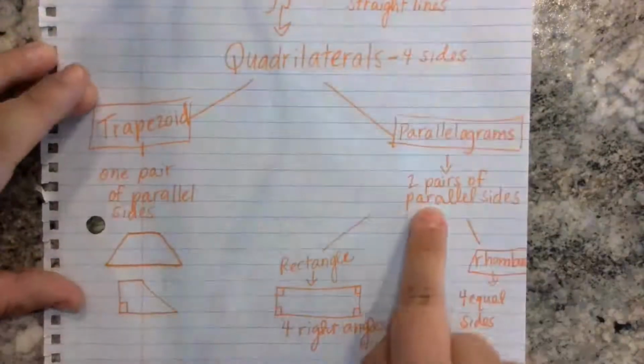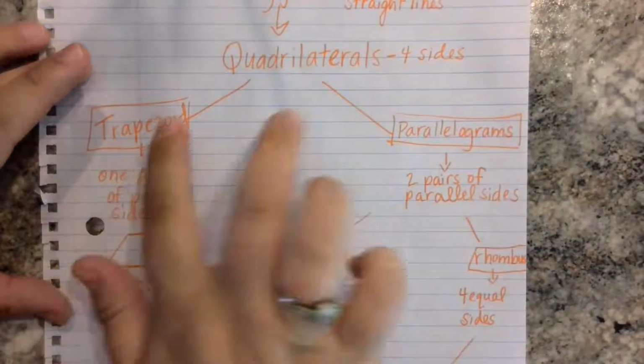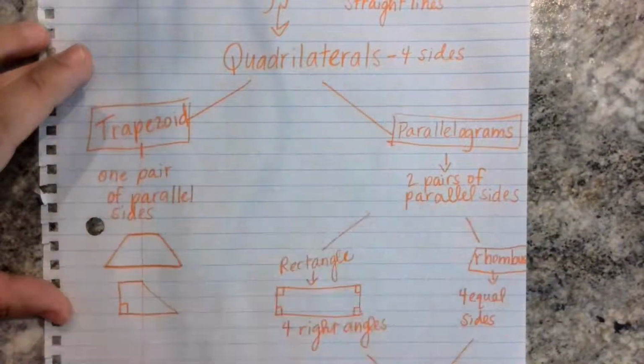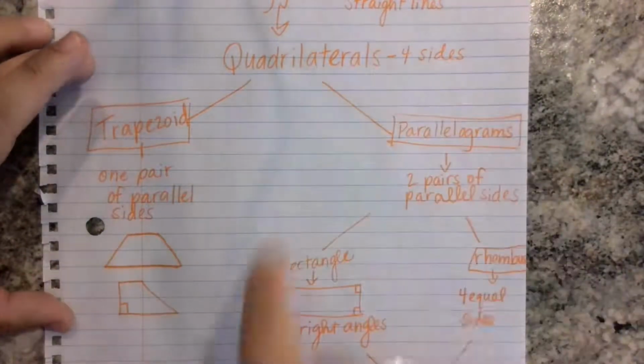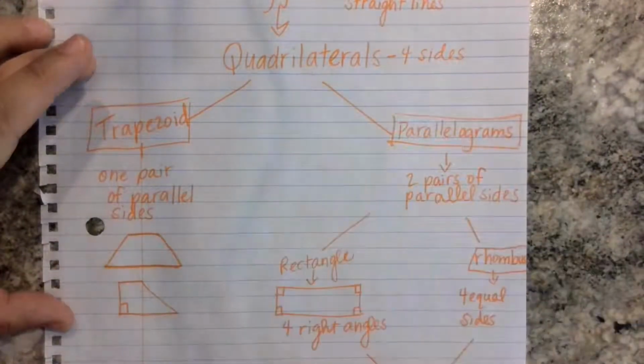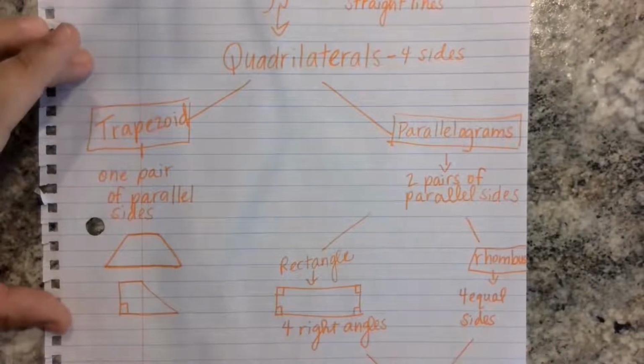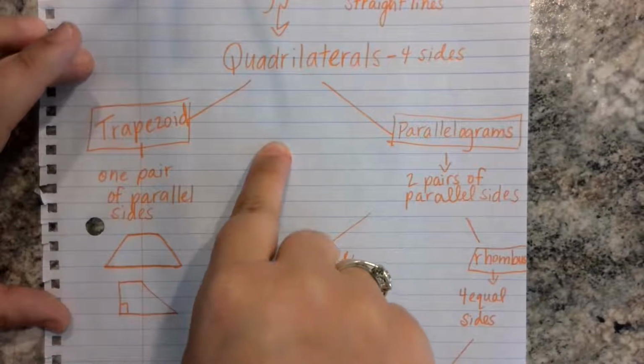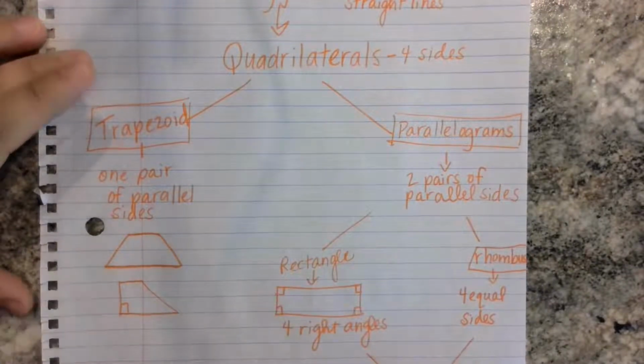Alright, then we switch over to the other side, and the reason that these are not connected is because now we're talking about quadrilaterals that have two pairs of parallel sides. So they're still quadrilaterals.